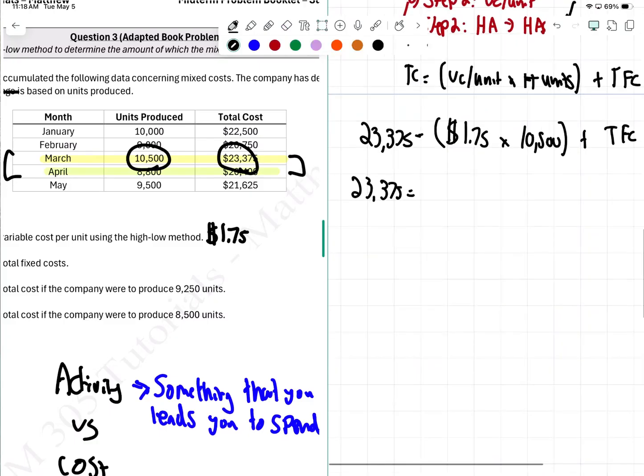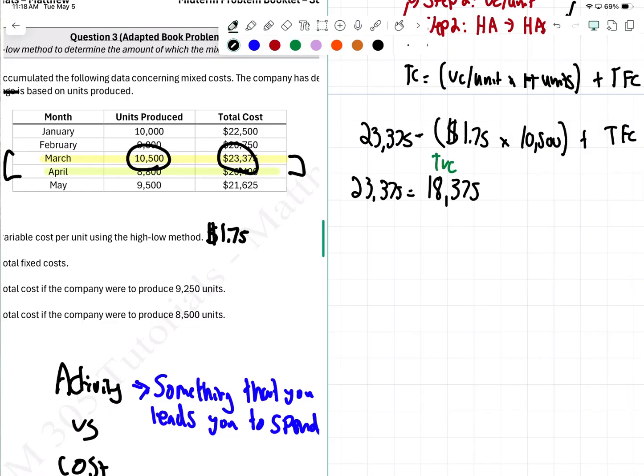Now, remember, whatever's not variable is fixed. That's basically what we're doing here in the high-low method. So if we know our variable cost per unit is 1.75 and I have 10,500 units, my total variable cost is going to be, and let me just solve this on my Excel right next to me, 10,500 times 1.75. That is going to be 18,375. That's basically my total variable cost.